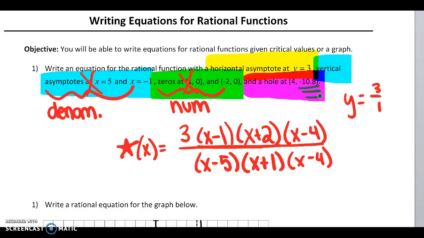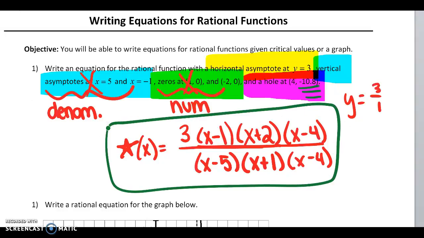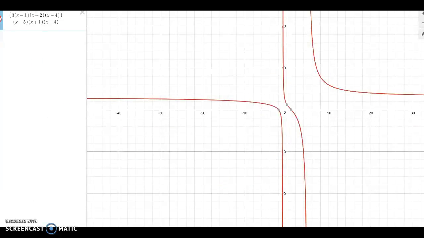So what I'm going to do right now is transition into Desmos. I've plugged in the equation we've written so far so you can see what's going on. Okay, so this is my equation. My rational function looks pretty rational. My hole was at 4, so I want to see what happens at 4. And we're just going to do this.